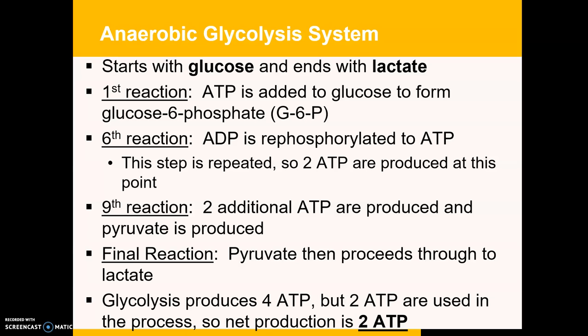The result of this ninth reaction is the production of pyruvate, which is a very important intermediate compound. In anaerobic glycolysis, the pyruvate then proceeds through the final chemical reactions to what we call lactate. So glycolysis produces 4 ATP, but 2 ATP are used in the process. So the final net ATP production from anaerobic glycolysis is 2 ATP.